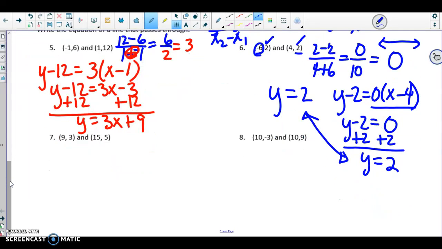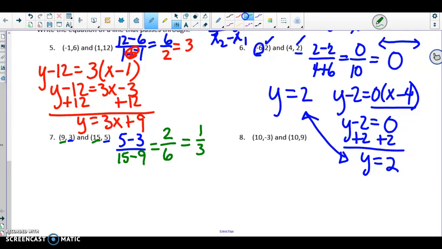So this 7, same type of thing. We've got to find our slope. So y2 minus y1, 5 minus 3, over the x2 and x1. So we're going to use those. So 15 minus 9. So if I do that, I end up with 2/6. Again, if I leave it like that, not cool. It would not be for full credit. So we need to simplify it down to 1/3.